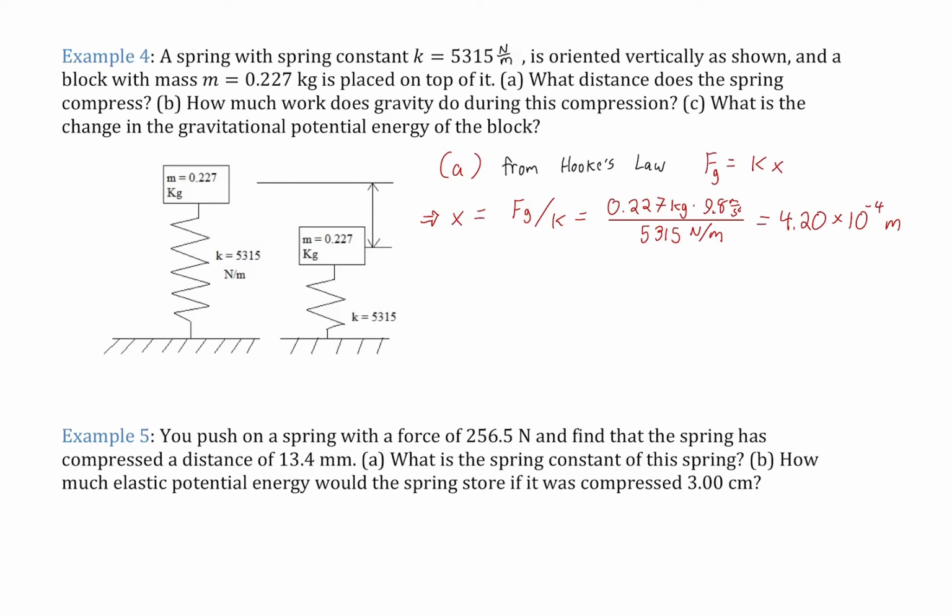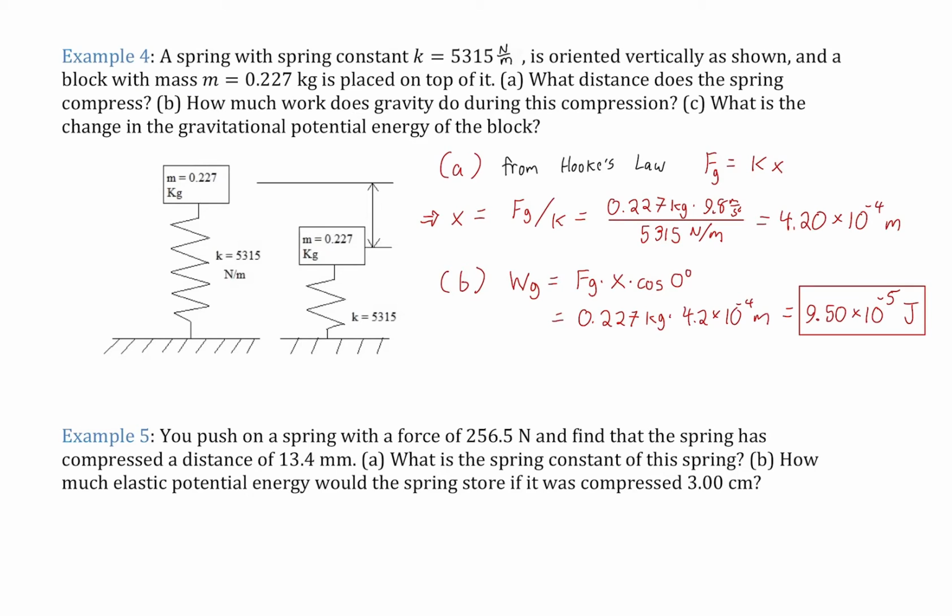So unless this is a very small spring, because it ends up being only 4.2 times 10 to the negative 4 meters, or about half a millimeter, less than half a millimeter, right? So tiny compression. It's a very stiff spring. And then I ask, how much work does gravity do during this compression?